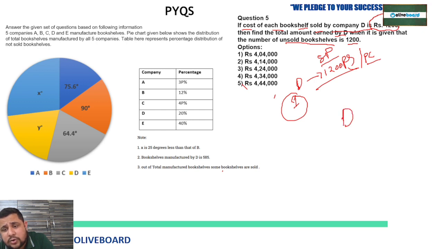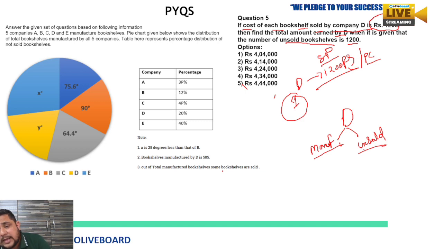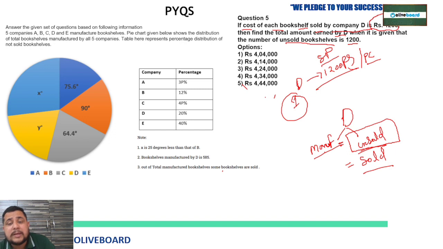If we are talking about a certain company, there are two things: total manufacturing, because this is a manufacturing company, and unsold items. So how many were manufactured in total, and from those how many are unsold? Manufactured minus unsold equals sold. By this you can decide how much money he made by selling those bookshelves.